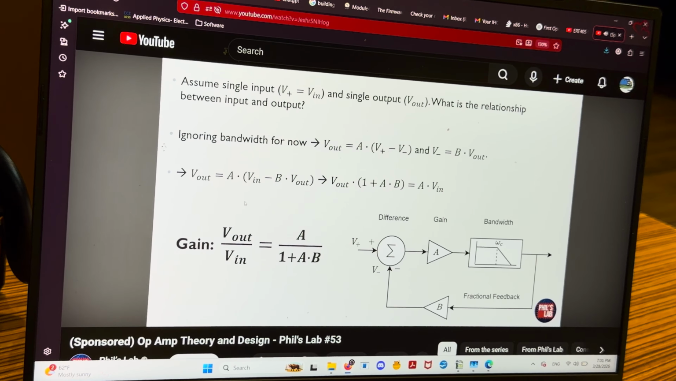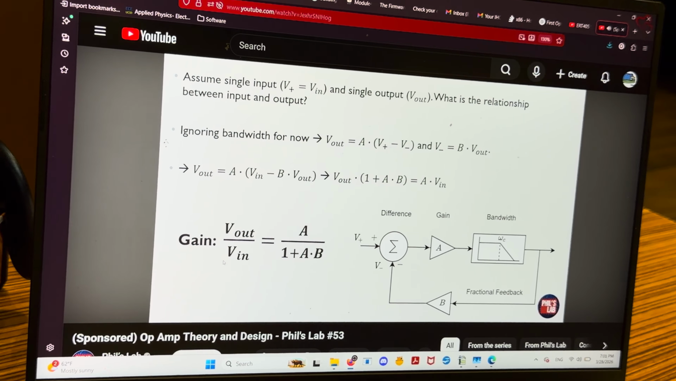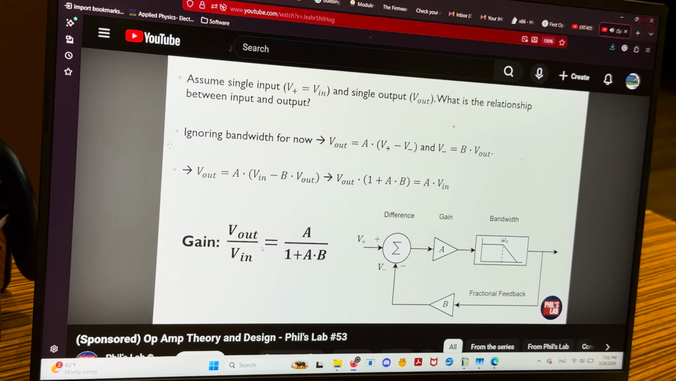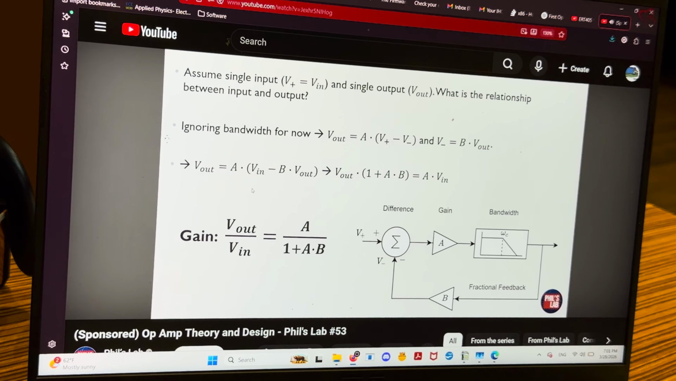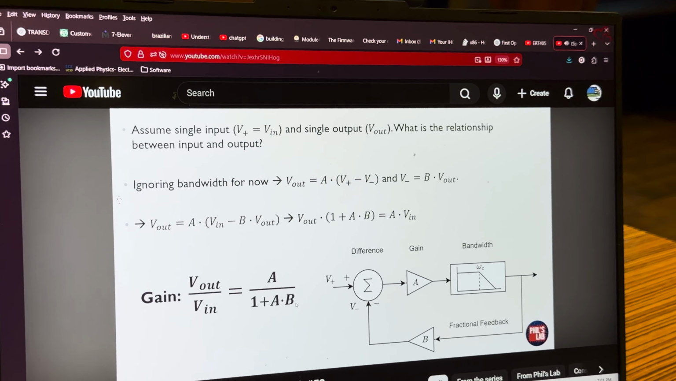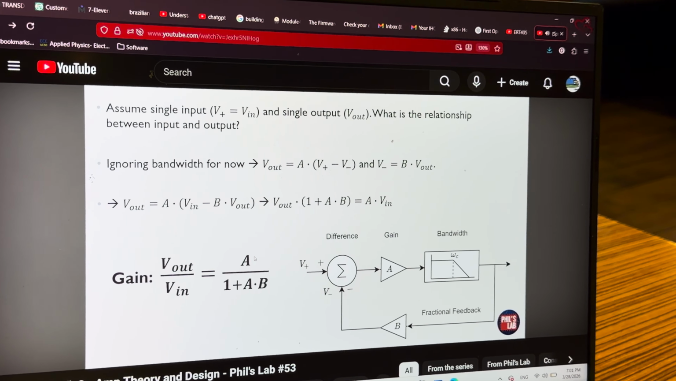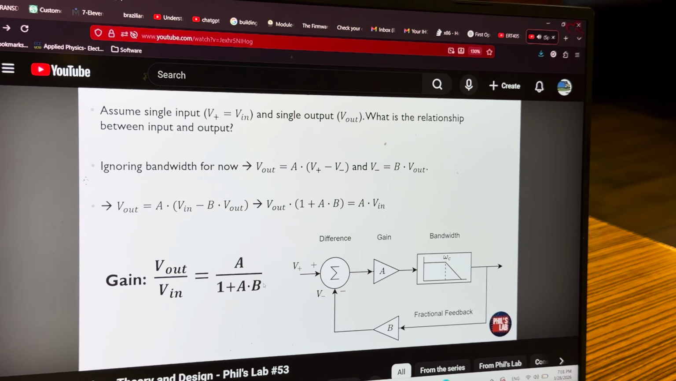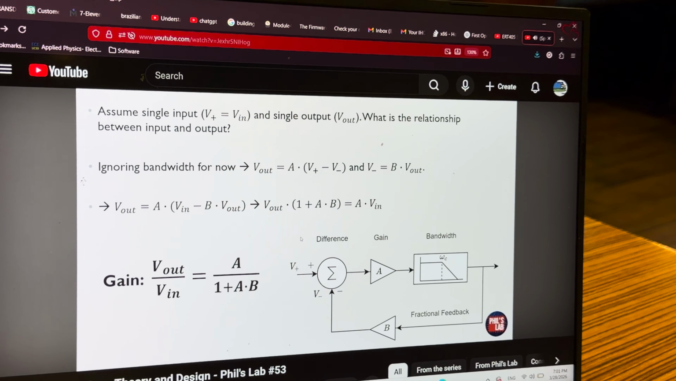And then I can rearrange V out divided by V in, which we typically denote as the gain. For example, if we have a gain of 10, we put in 1 volt at the input, we'll get 10 volts at the output. It turns out our gain expression is this over here, A over 1 plus A times B. Remember, A was our very large open loop gain, and B was our feedback fraction between 0 and 1.